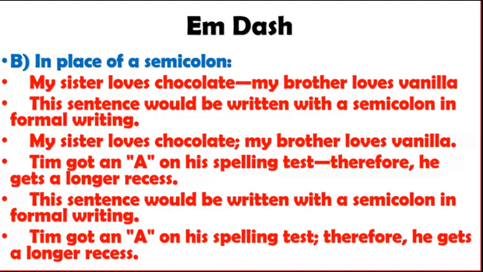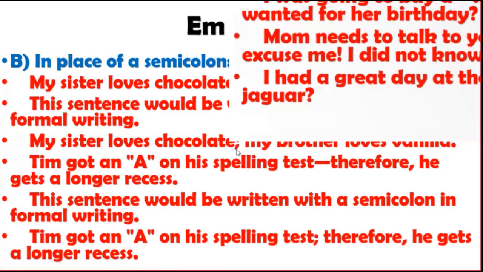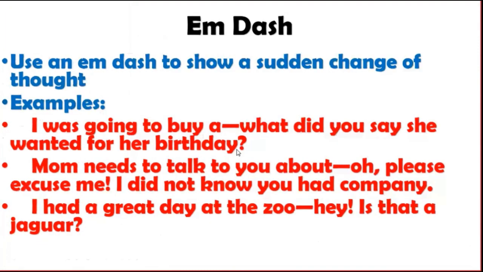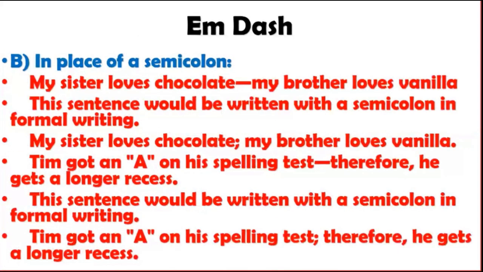We can also use an M dash in place of a semicolon. My sister loves chocolate. My brother loves vanilla. You can use a semicolon here. The same sentence can be rewritten using a semicolon. I told you, my sister loves chocolate; my brother loves vanilla. So you can see here, a semicolon is used. So we can use an M dash in place of a semicolon as well.